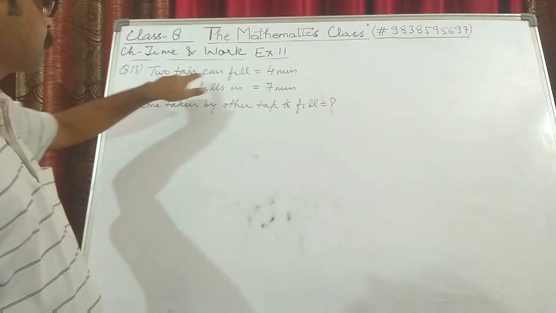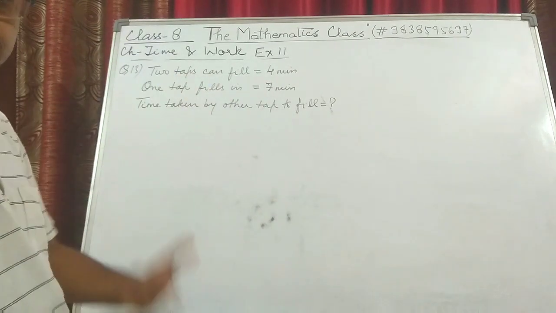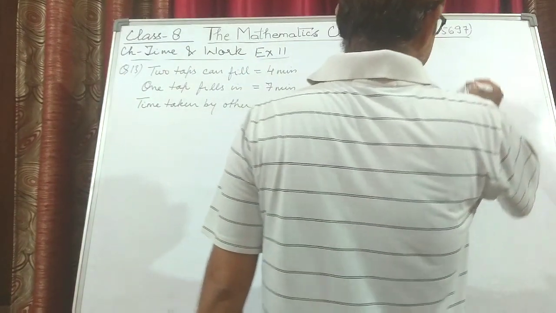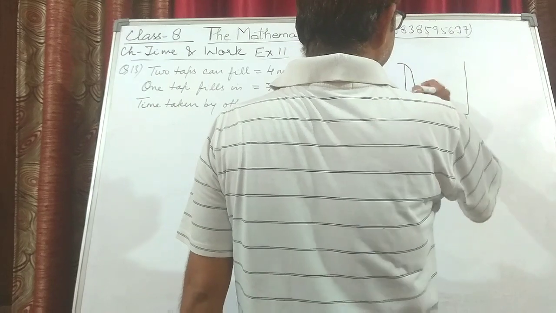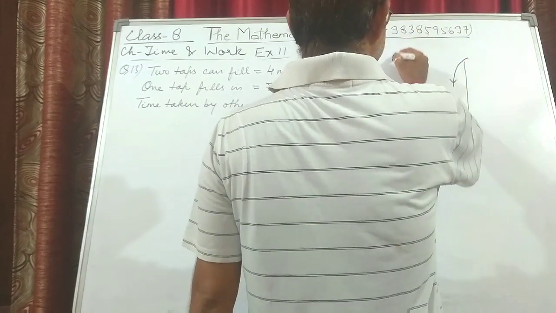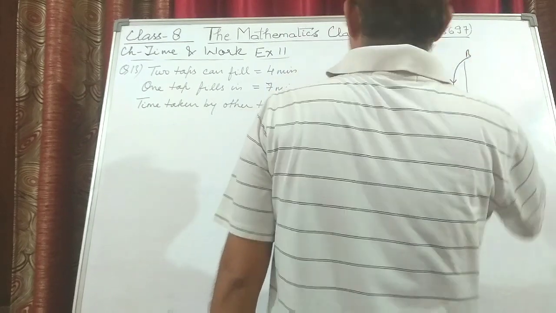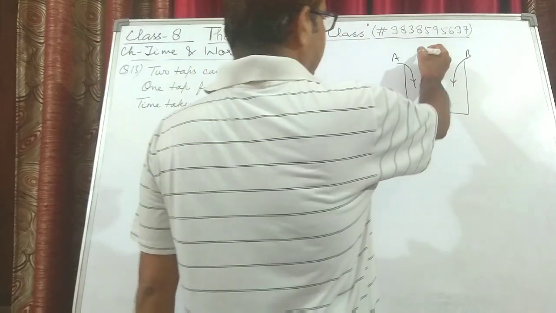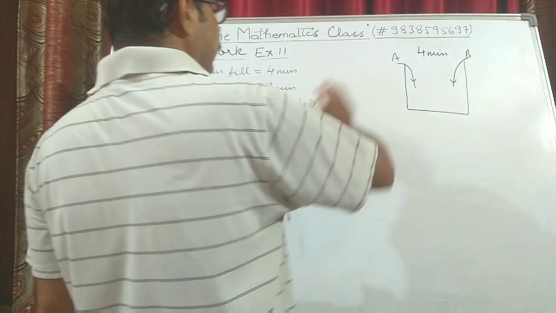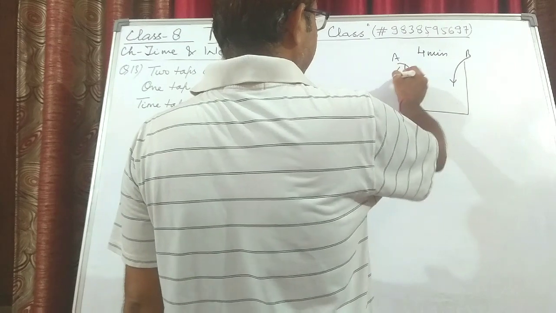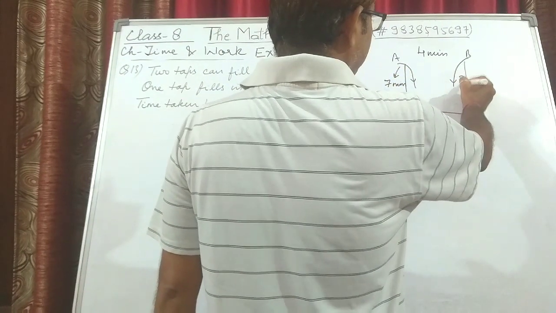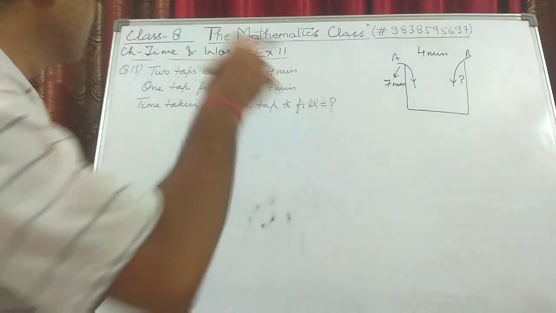They say 2 taps can fill a tub or a bath in 4 minutes. Let's say this is a tub, this is one tap running and this is one tap running. Water is flowing in. Let's say this is A and this is B. A and B together can fill this whole tub in 4 minutes, whereas let's say only A can fill it in 7 minutes.